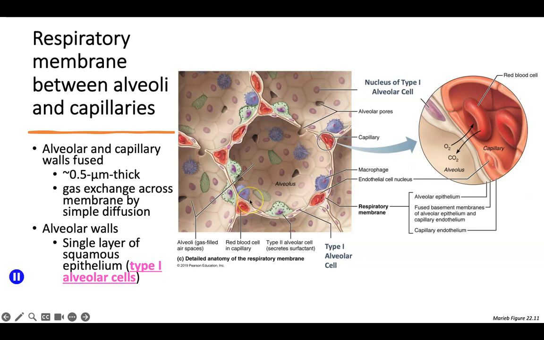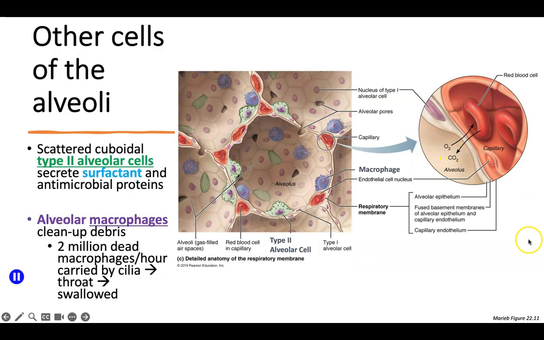This means that the alveolar walls are typically just a single layer of simple squamous epithelium. These are also known as type 1 alveolar cells, so these thin, simple squamous epithelial cells. And that's what's separating here. This is the alveolar side of this membrane between gas and blood. So now we have other cells of the alveoli. It's not just those type 1 alveolar cells.